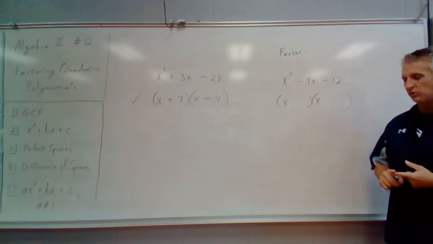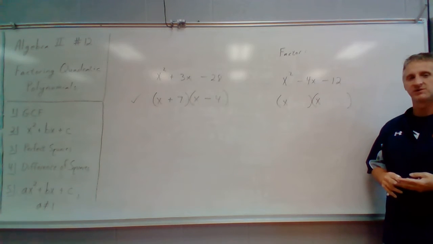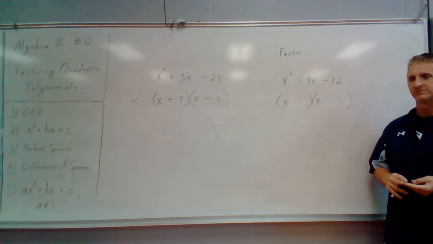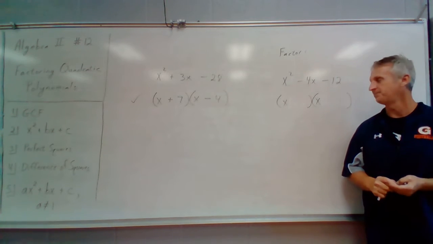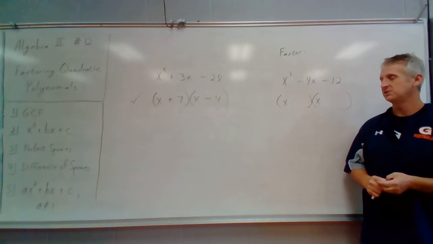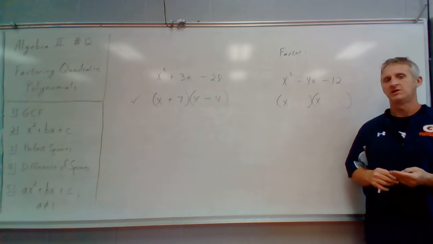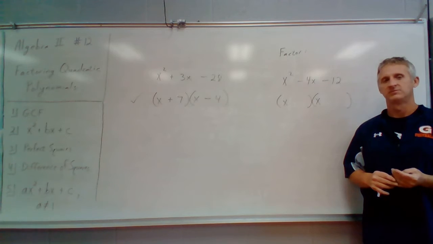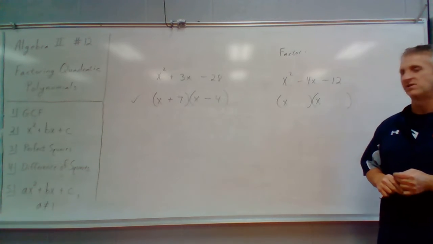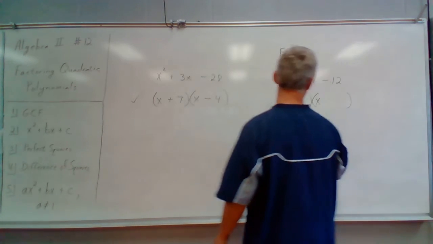So let's think about it. 1 and 12. Is there any way to add or subtract a 1 and a 12 to get a 4? No, you would either get a 13 or an 11. You can't get 4 out of that. All right, what about 2 and 6? Well, if you add 2 and 6, you get 8. If you subtract 2 and 6, you get 4. Maybe. So let's see if we can get the signs to make it work.